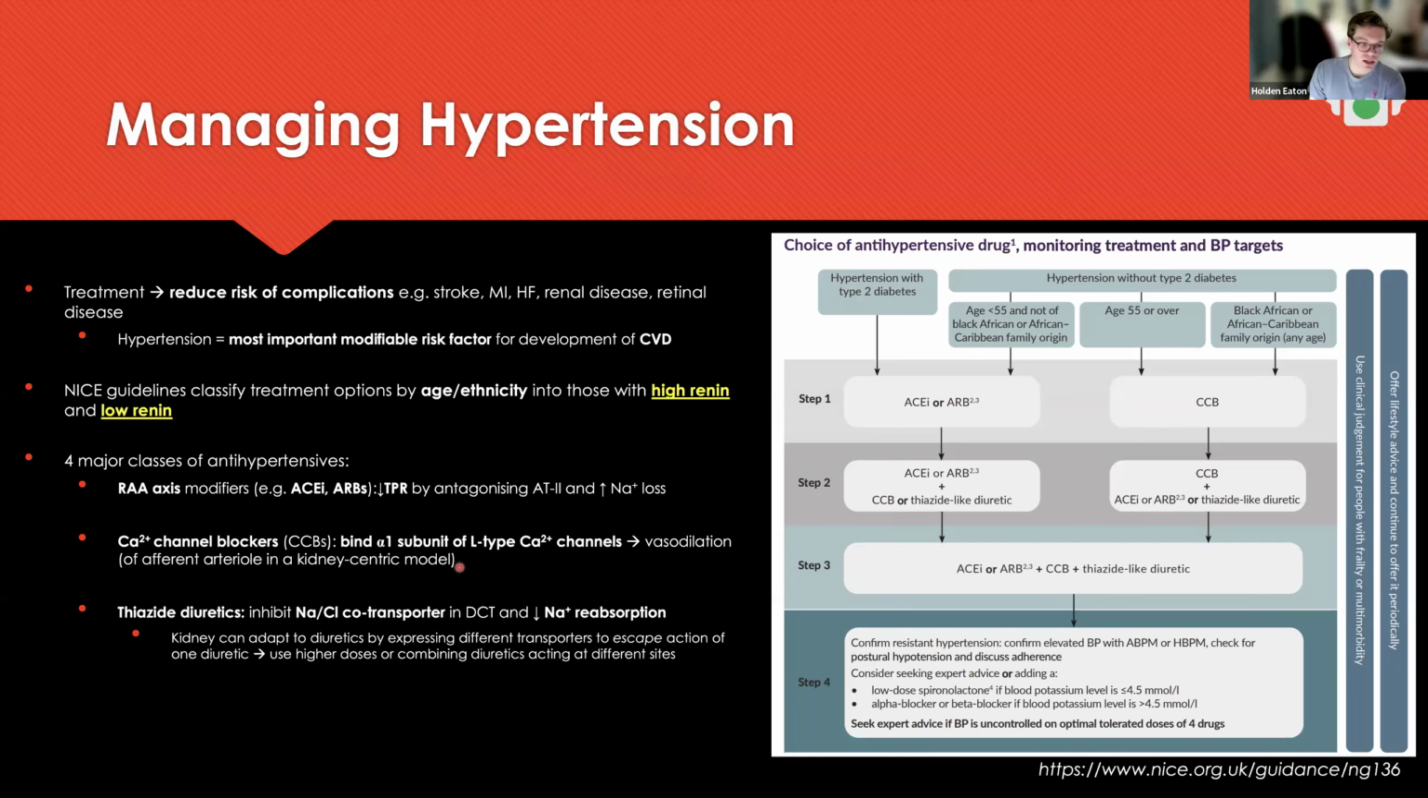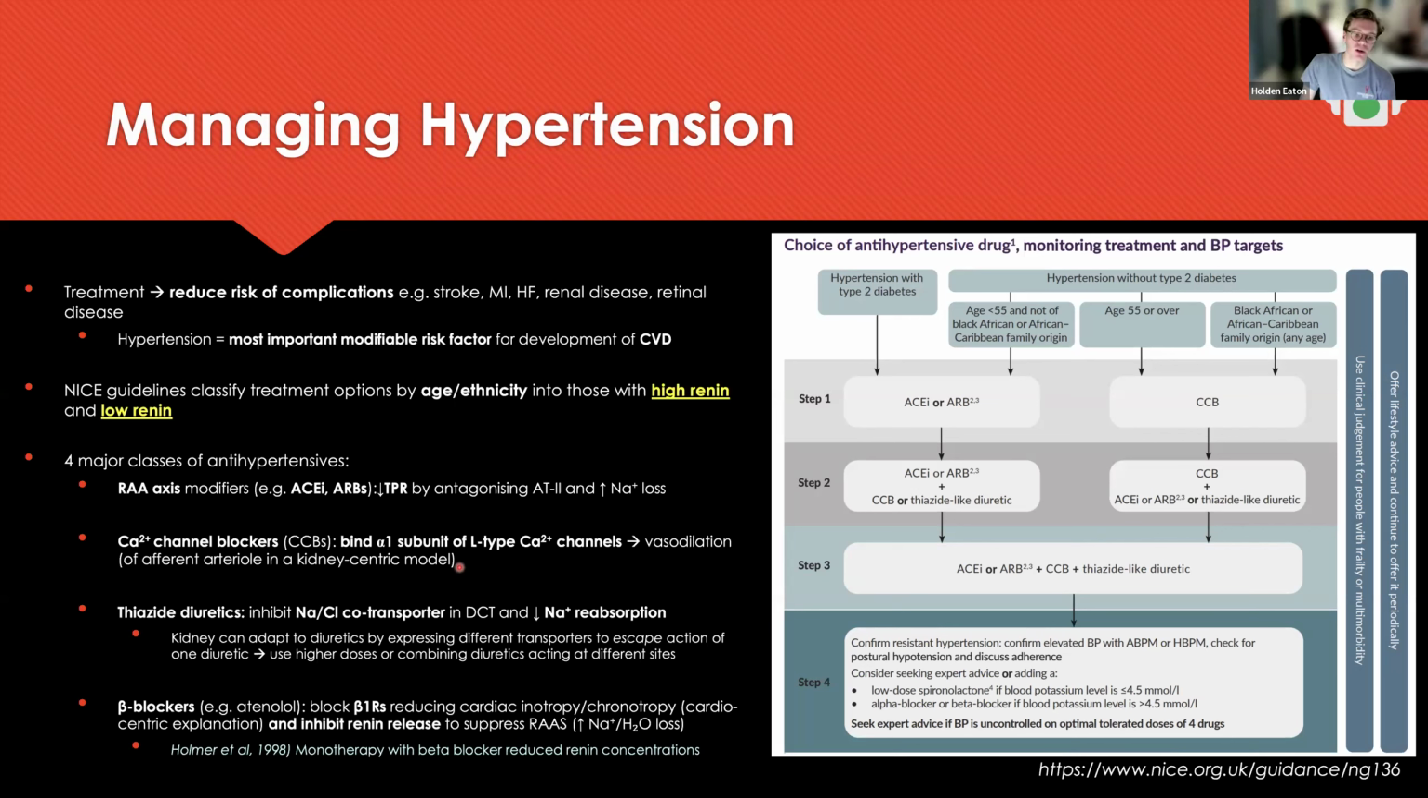I've written here just this: the kidneys can adapt to diuretics by expressing different transporters to escape the action of one diuretic. So sometimes diuretics lose effectiveness over time as the body adapts to one. And this is true with a lot of these blood pressure regulation or antihypertensive medications, because the body is stuck in its way of shifting that pressure natriuresis curve up. So no matter what treatments you do to bring it down, it always wants to go back up. So you need to eventually start using combinations of different drugs if they don't work.